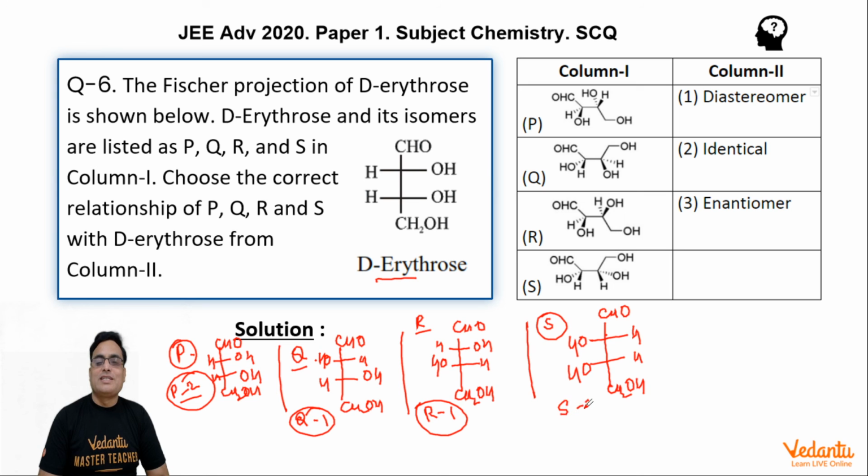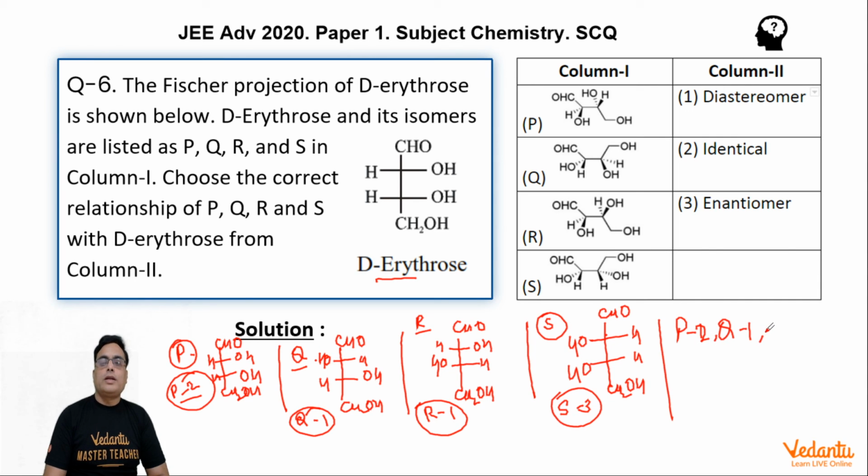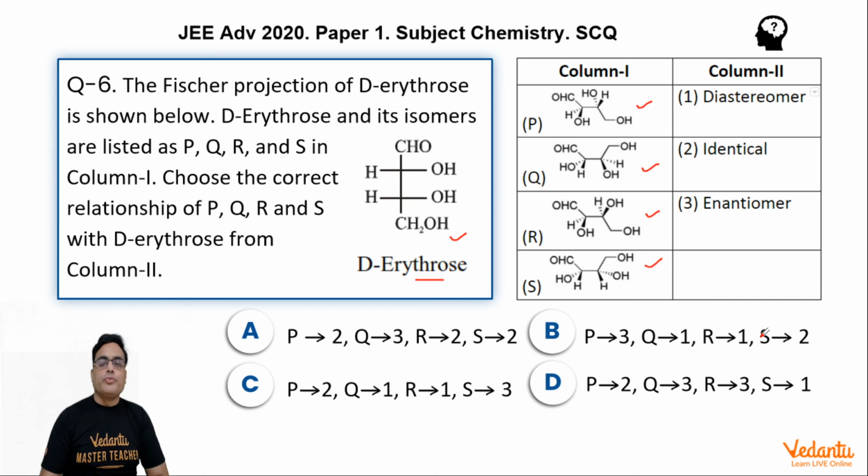So S is 3. So what answer did we get? We got P2, Q1, R1 and S3. So this way our answer should be P2, Q1, R1, S3. This is option C. So C is the correct answer. Okay, understood?